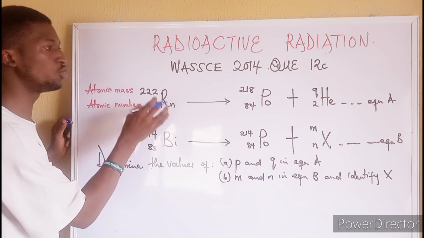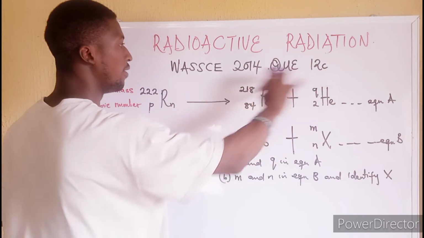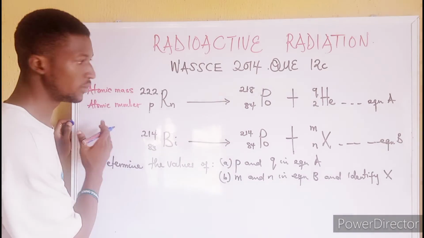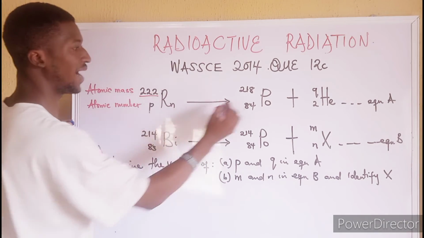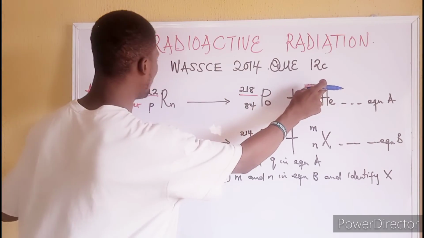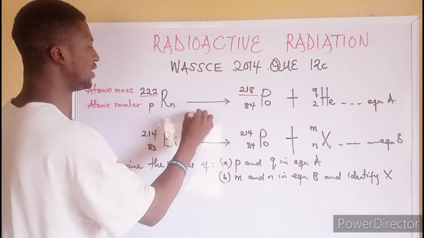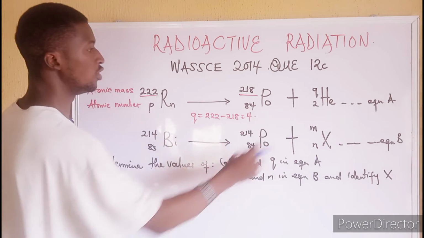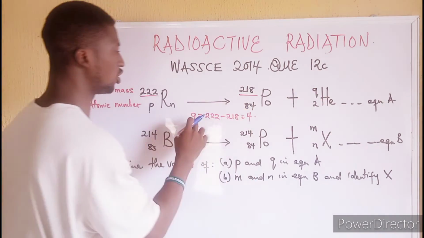Now to balance it, what we always do is that the total of the atomic masses on the right hand side must be equal to the left hand side. Here this is 222, and here you have 218, and here you have Q, meaning that the atomic mass here plus the atomic mass here must give us this 222. So to get our Q, we can simply say that Q is equal to 222 minus 218, and that will give us 4. So 4 plus 218 will give me 222. So here we have the value of Q to be 4.